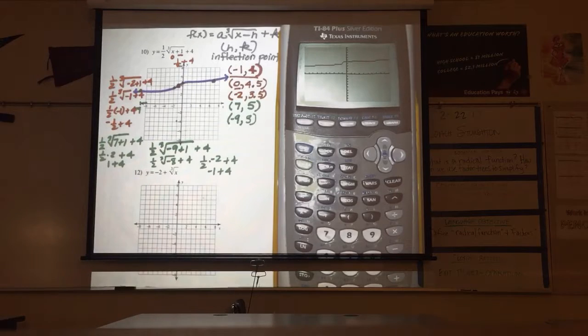So that is how we graph cube roots and square root functions. We will see in our next lesson how these are actually inverses, and that's going to be our next lesson, is inverse functions.